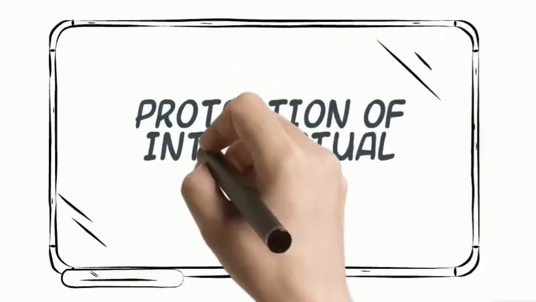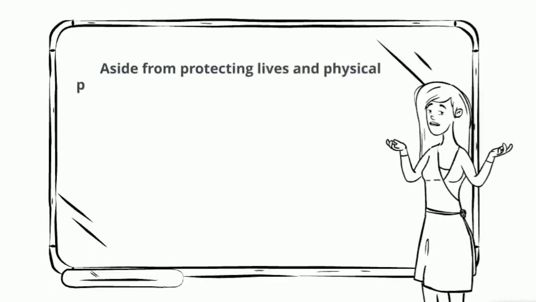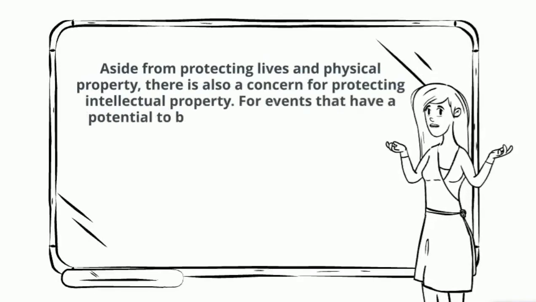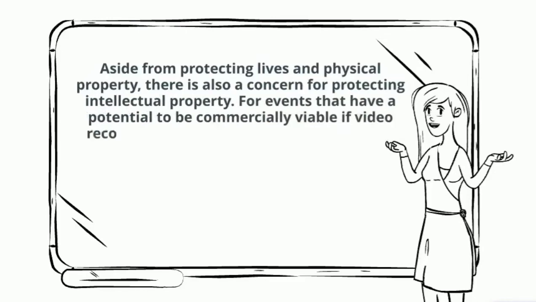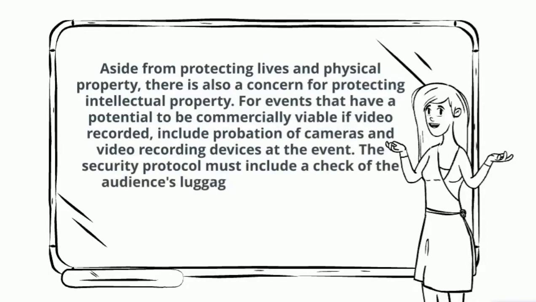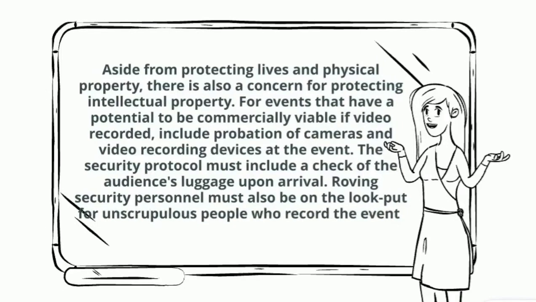Protection of intellectual property. Aside from protecting lives and physical property, there is also a concern for protecting intellectual property. For events that have a potential to be commercially viable or video recorded, include provision of cameras and video recording devices at the event. The security protocol must include a check on the audience luggage upon arrival. Security personnel must also be on the lookout for unscrupulous people who record the event.